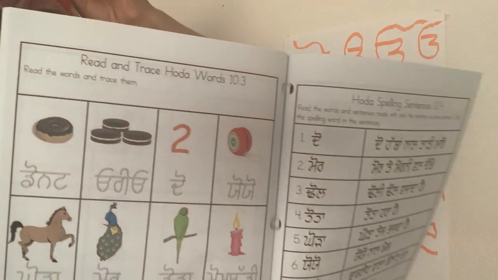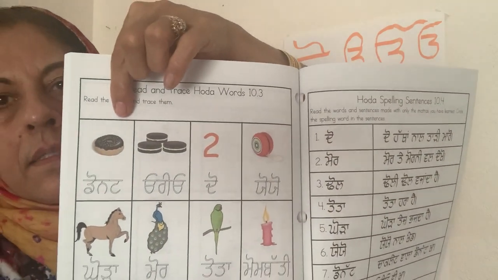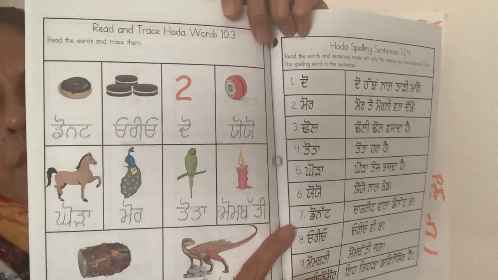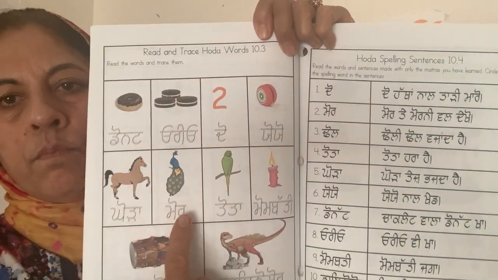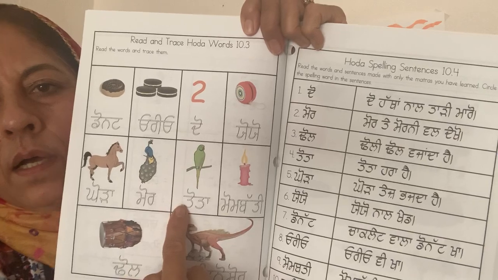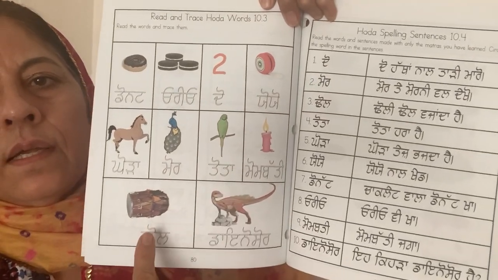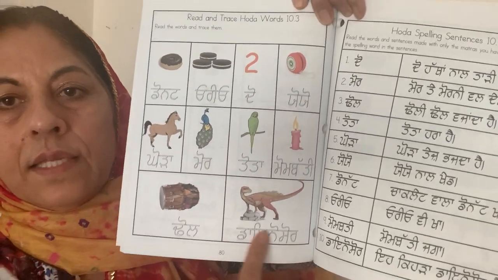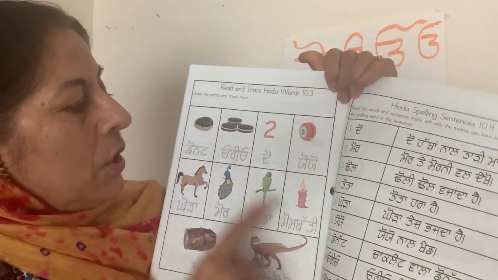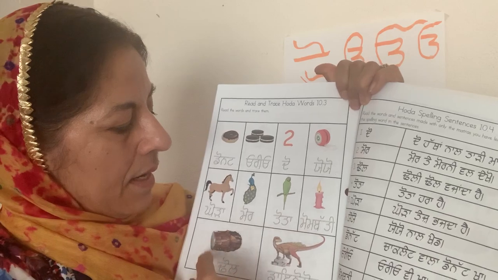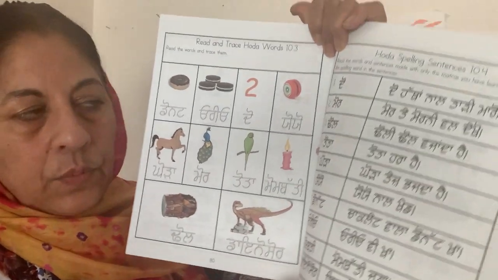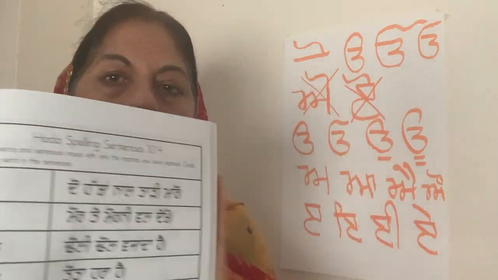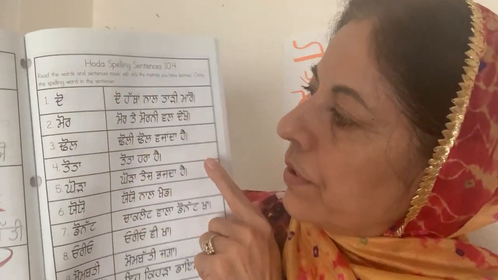Here are pictures. Donut, Oreo, do, yo-yo, Cora, more, tota, mombatti, toll, and dinosaur. Okay, these are the words. So after we are done, you will trace over them and learn how to write these words. Okay, now these ones, I'm going to tell you the sentences with these words.